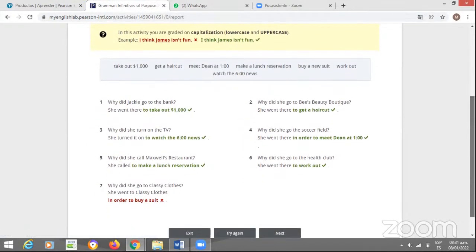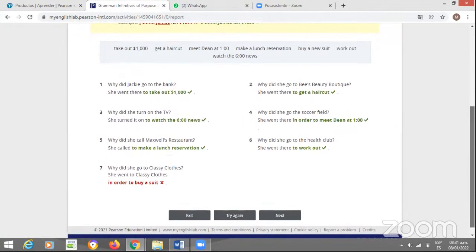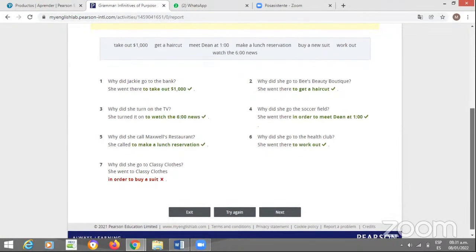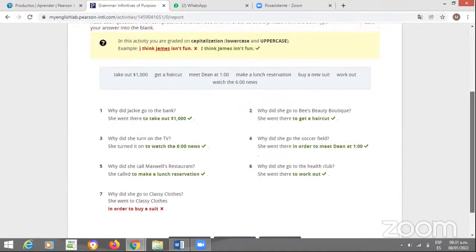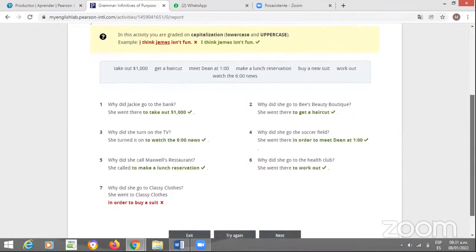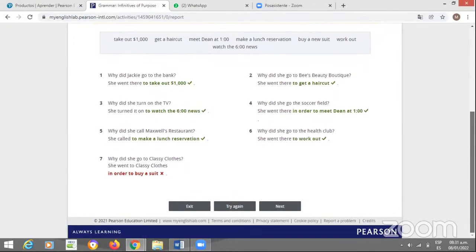Okay. One. Why is the mistake there, Miguel? In order to. No, it's okay. In order to, it's okay. It's missing one word, a new suit. Yes, that's why the error.